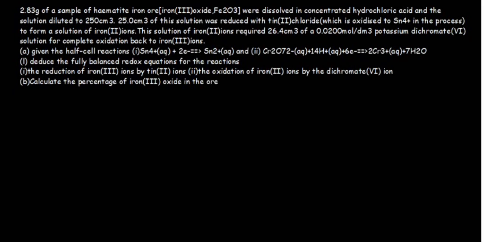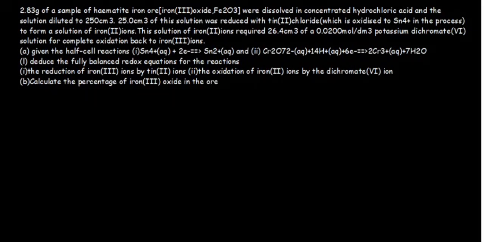A 2.83 gram sample of haematite iron ore was dissolved in concentrated hydrochloric acid, and the solution was diluted to 250 cubic centimeters. 25 cubic centimeters of the solution was reduced with tin chloride, which is oxidized, to form a solution of iron 2 ions. This solution of iron 2 ions required that much potassium dichromate solution for a complete oxidation back to iron 3 ions. So basically we have a few questions.